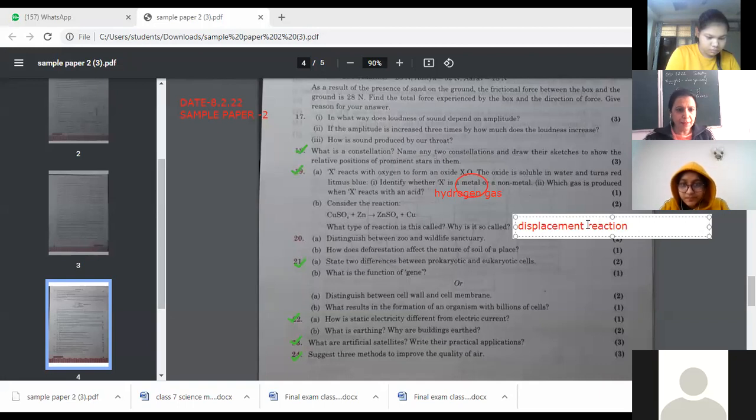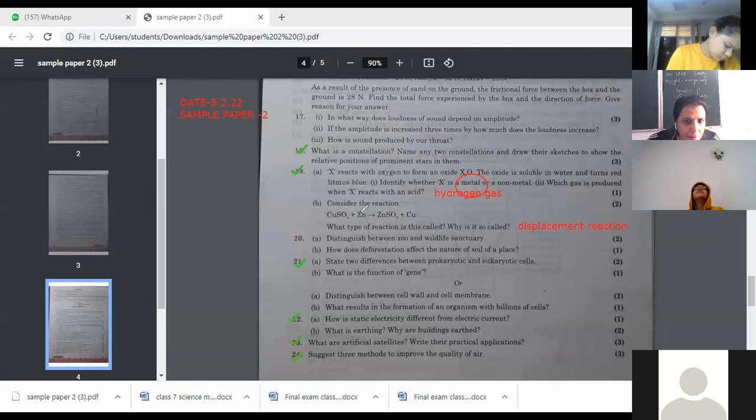This is a displacement reaction. Why is this a displacement reaction? Because already children, in chapter 4 you have read, zinc replaces copper. Zinc removes the copper from its place. It displaces the copper from its place and takes its place. Because zinc is more reactive than copper, it removes the copper from its place and takes its place itself. That's why the copper is displaced in this reaction. That's why it is said displacement reaction.